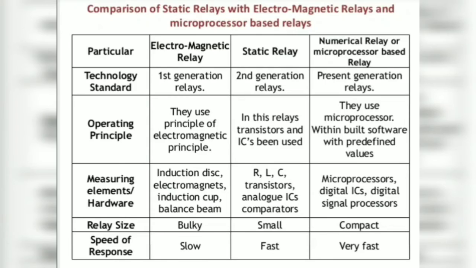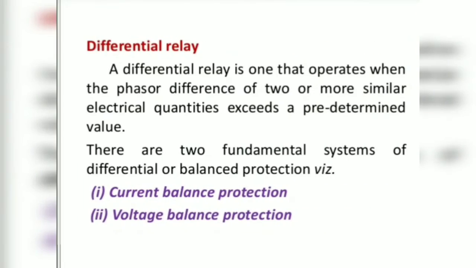Now the next topic is differential relay. A differential relay is one that operates when the phasor difference of two or more similar electrical quantities exceeds a predetermined value.